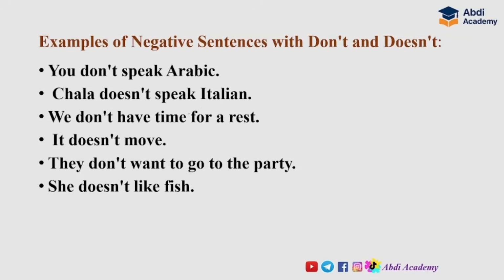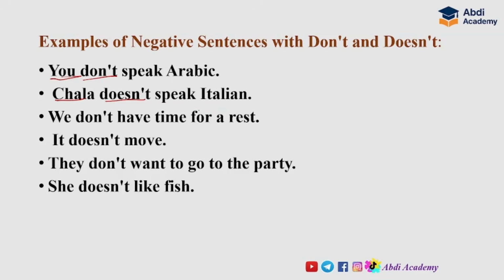Examples of negative sentences with don't and doesn't. For example, you don't speak Arabic. The subject of the sentence is you, so we need to use don't between the subject and the given verb. Chala doesn't speak Italian. Chala is a singular subject, so we need to use doesn't between Chala and speak. But we never say Chala doesn't speaks, which is grammatically wrong.